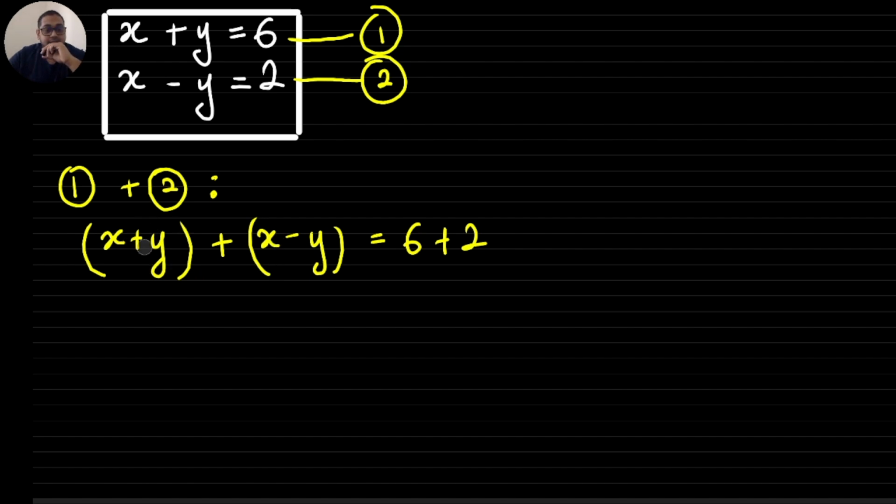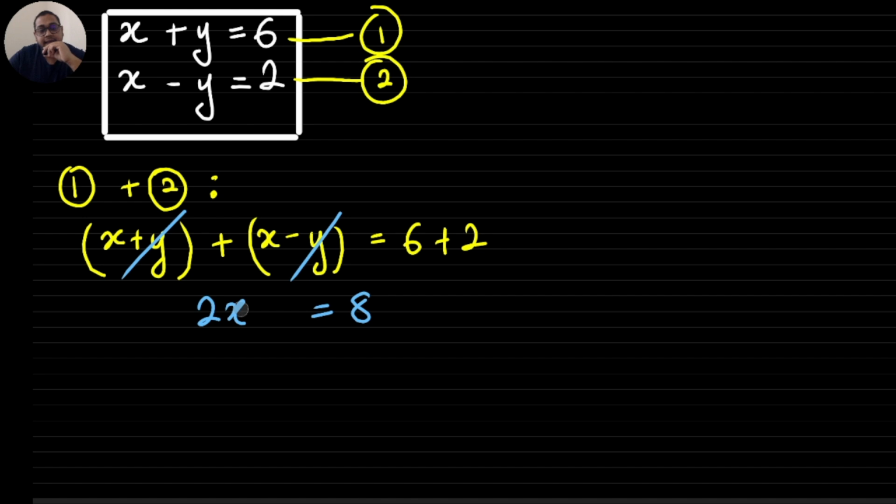As you can see, we have positive y and negative y. So this cancels off. Then you're left with x plus x here. Hence, your LHS would now become 2x. And 6 plus 2 would be equal to 8.